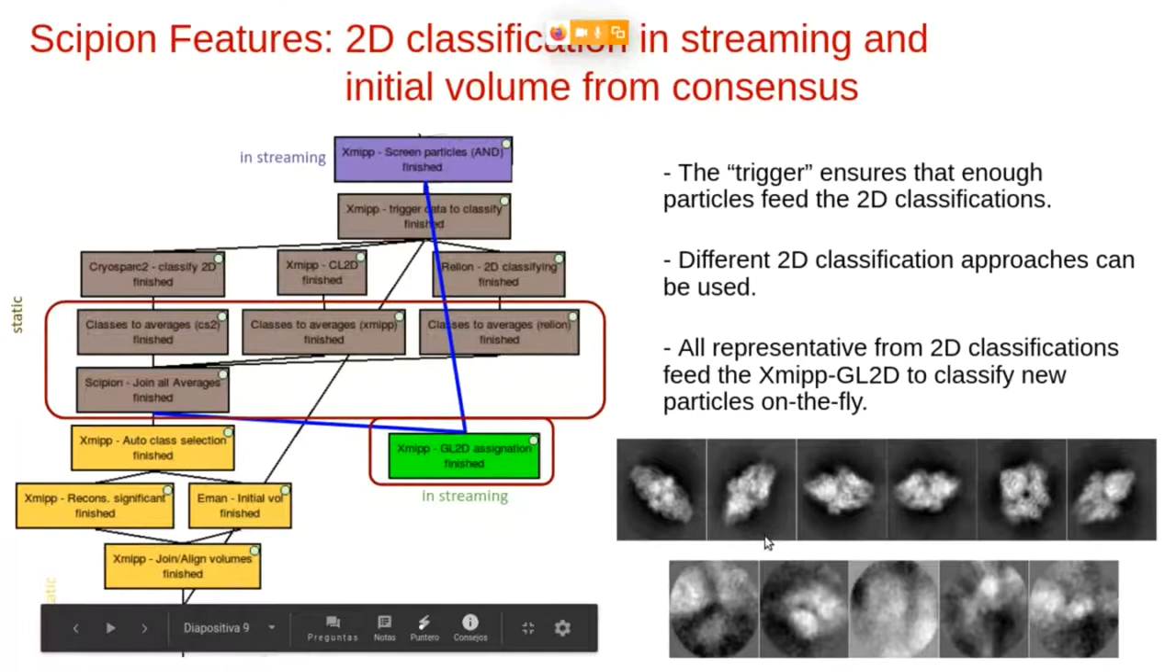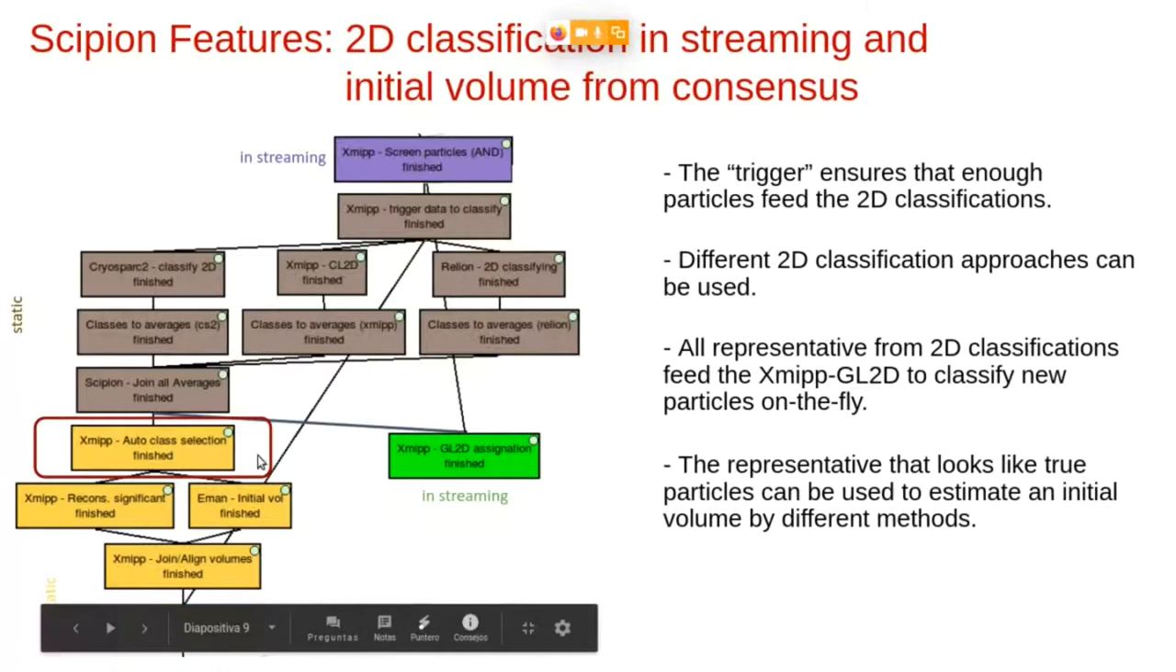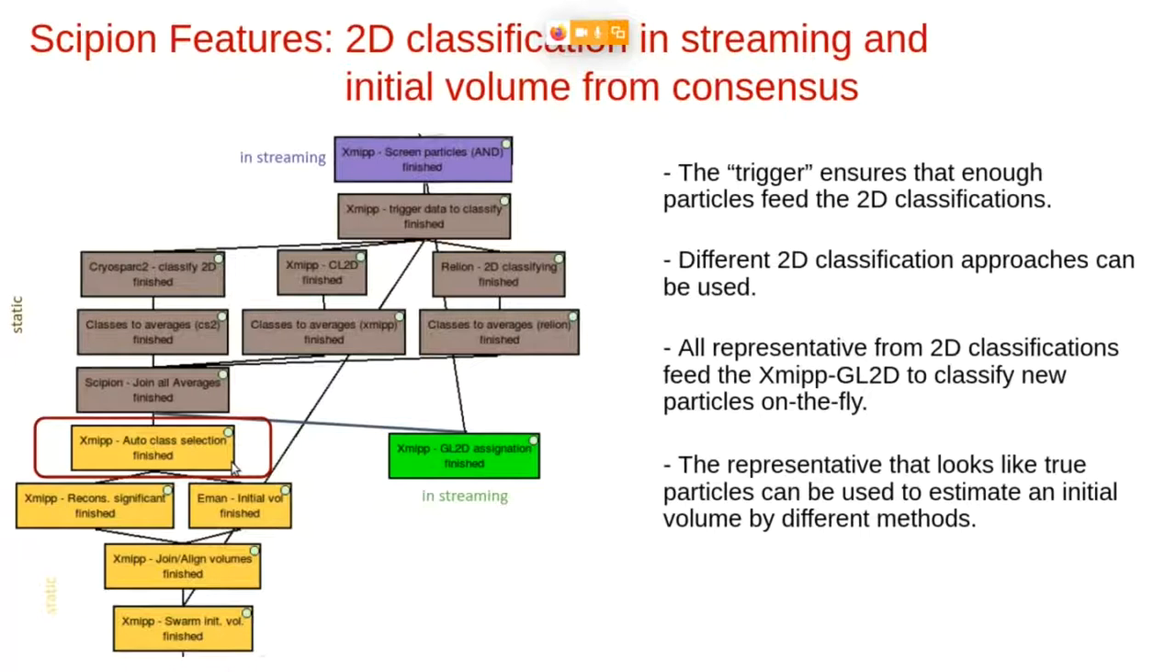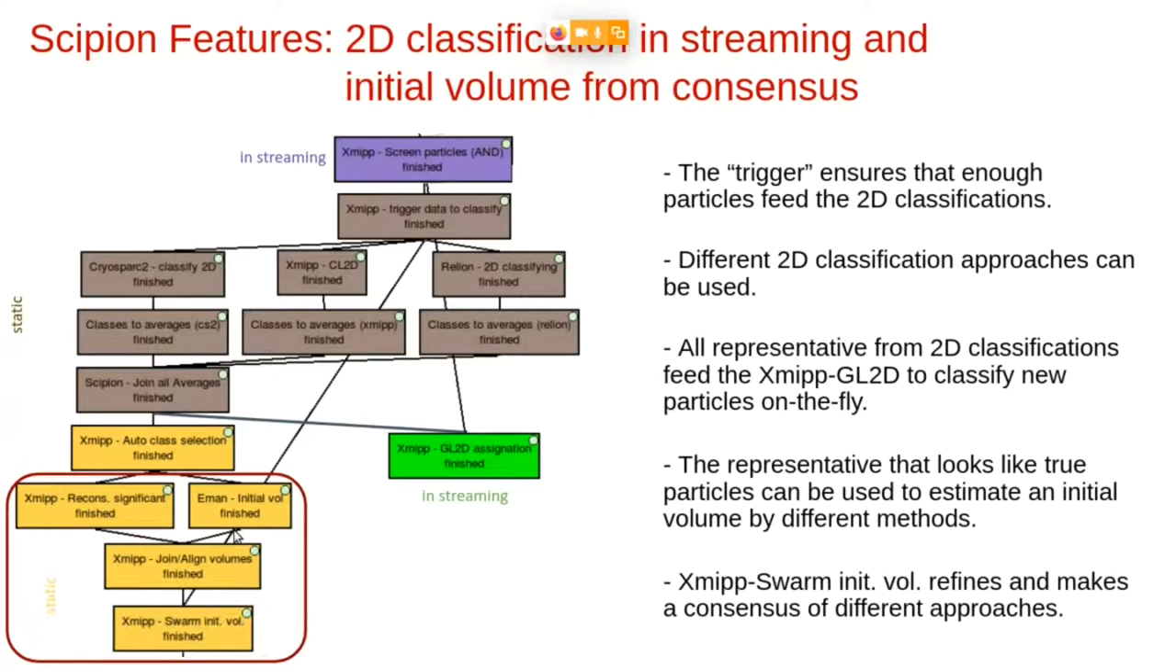And at this point, after an initial classification, we can select those good classes in order to trigger an initial volume, a preliminary initial volume, because it's done with the first bunch of data. But the idea is to give us an idea of the quality of the data that we are acquiring.